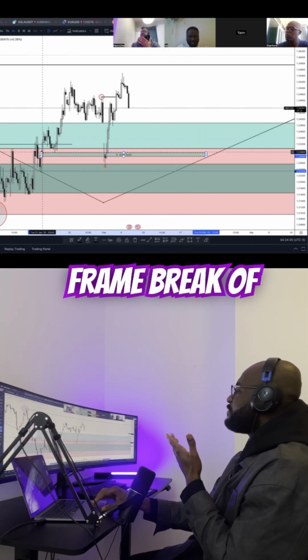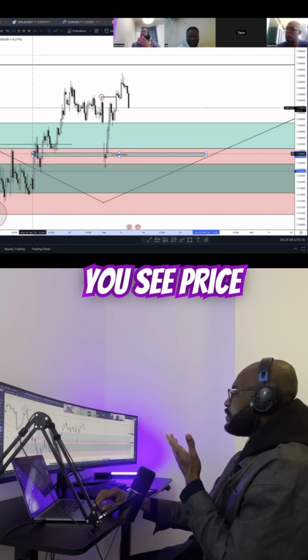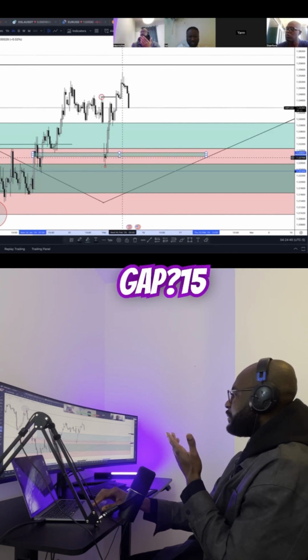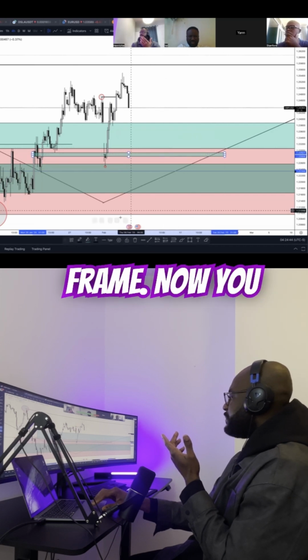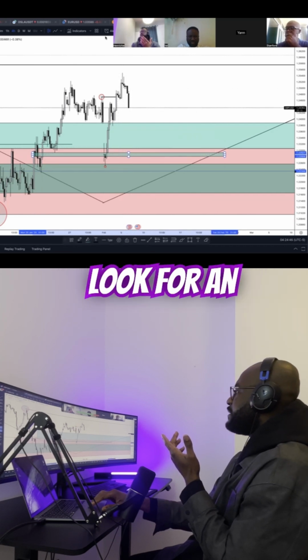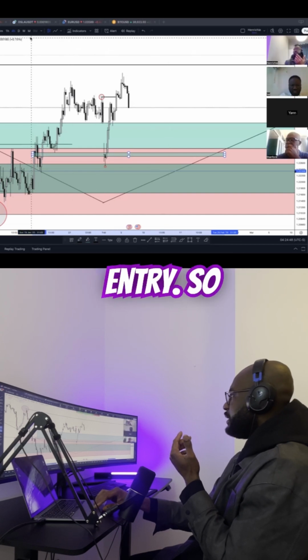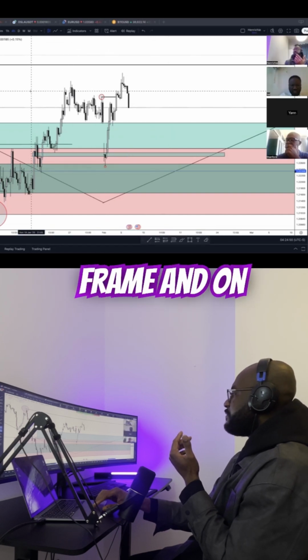And right here, you can see a fair value gap resting right here. Now, what time frame break of structure would you like to see once you see price mitigating this fair value gap? 15 minutes. Now you scale down to the 15 minutes time frame to look for an entry. So let's go to the 15 minutes time frame.